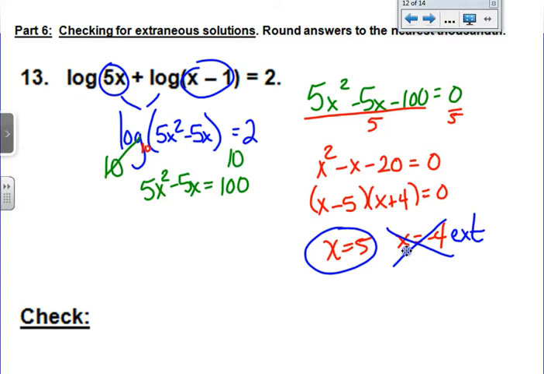It could be a case where both answers will work for the problem, and there could be a case where neither answer works for the problem, so you do have to check them.